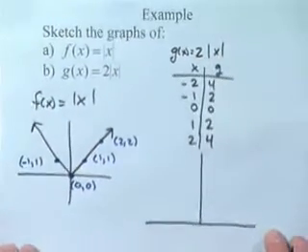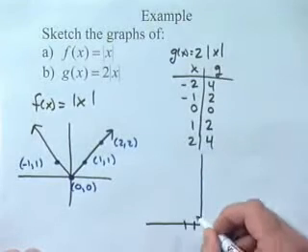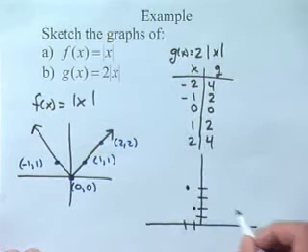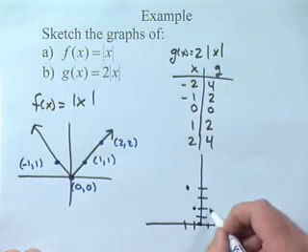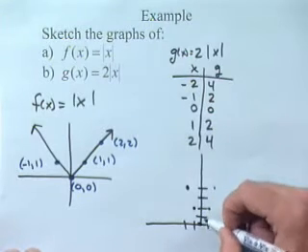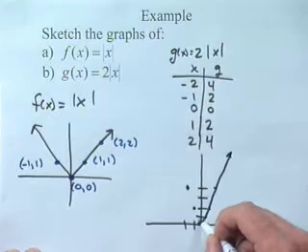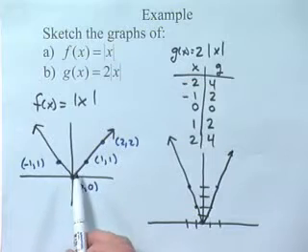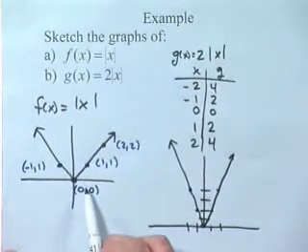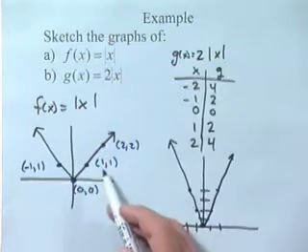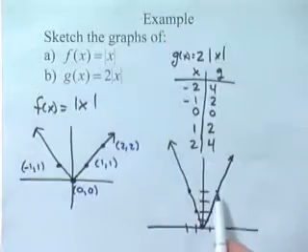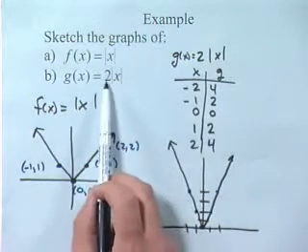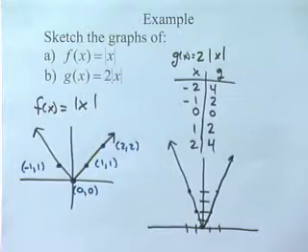Okay, let's sketch them. Negative 2, 4. Negative 1, 2 is right there. 0, 0. 1, 2, and 2, 4. So notice what happened to our function. Here was the absolute value of x. When we multiplied it by 2, all the x values stay the same except the y values get multiplied by 2. And that vertically stretches the graph. So that's why we call this a stretch. So when I multiply a function by a number that's greater than 1, it's going to stretch the graph.